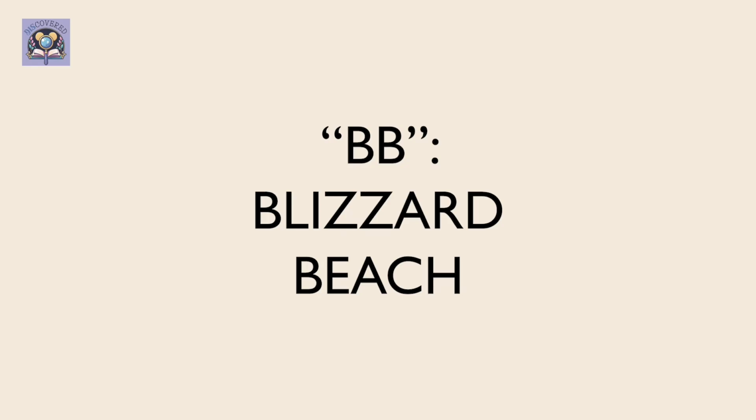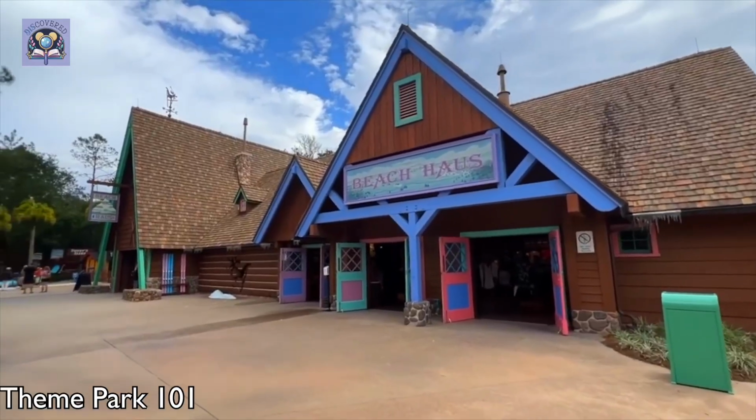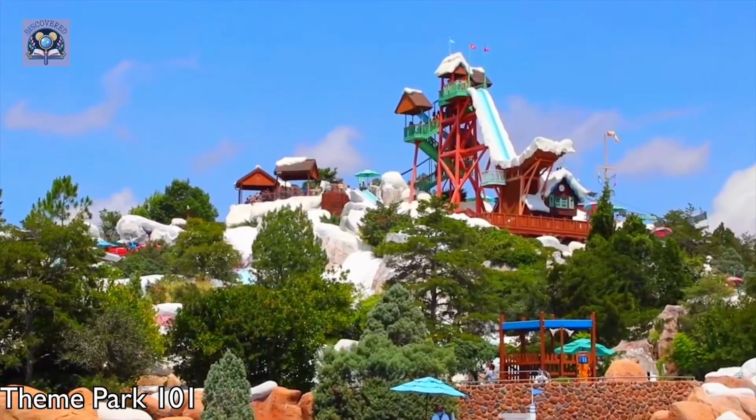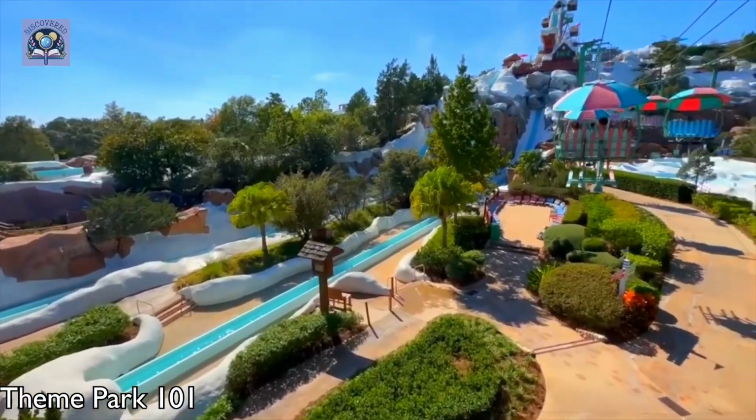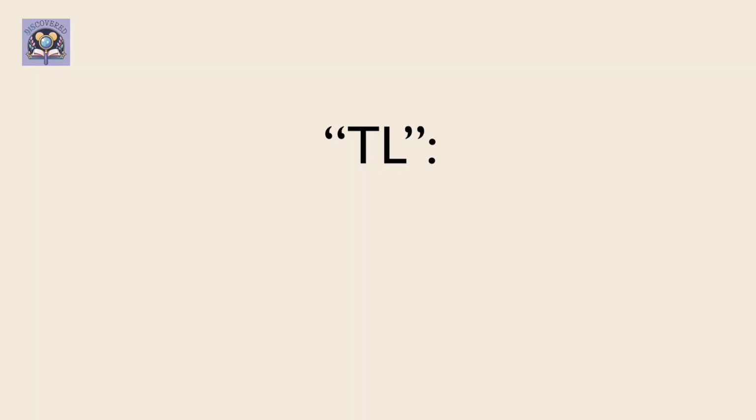BB, Blizzard Beach. Blizzard Beach is a snow-themed water park. Yep, you heard that right. Where a freak snowstorm happens in Florida and the ski resort just starts melting. It's a lot of fun though. TL, Typhoon Lagoon. Disney's second water park is themed around the aftermath of a typhoon, and it just makes me wonder what Disney execs were thinking. They're always thinking about these natural disasters. Blizzard Beach, Typhoon Lagoon, you'll enjoy it nonetheless.